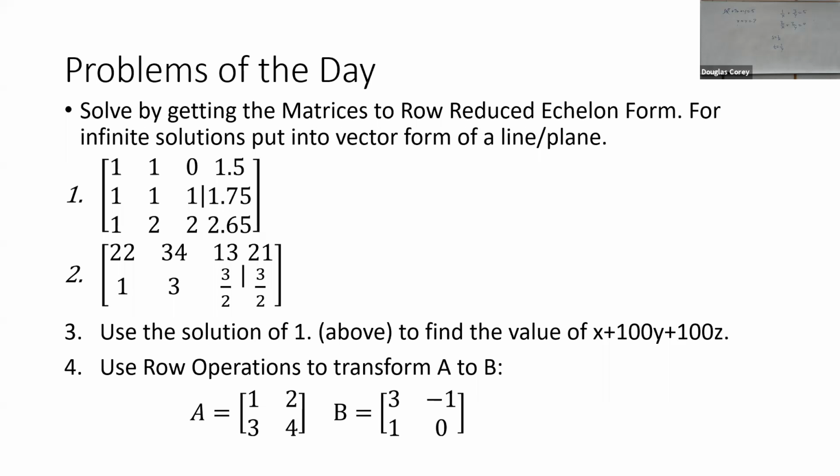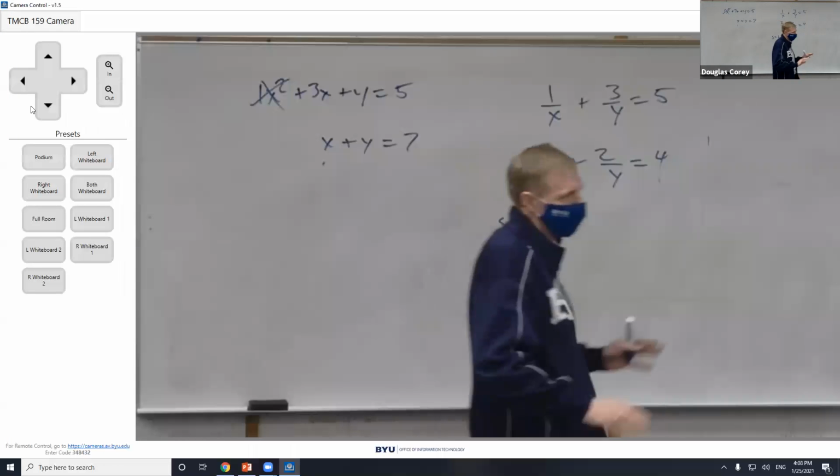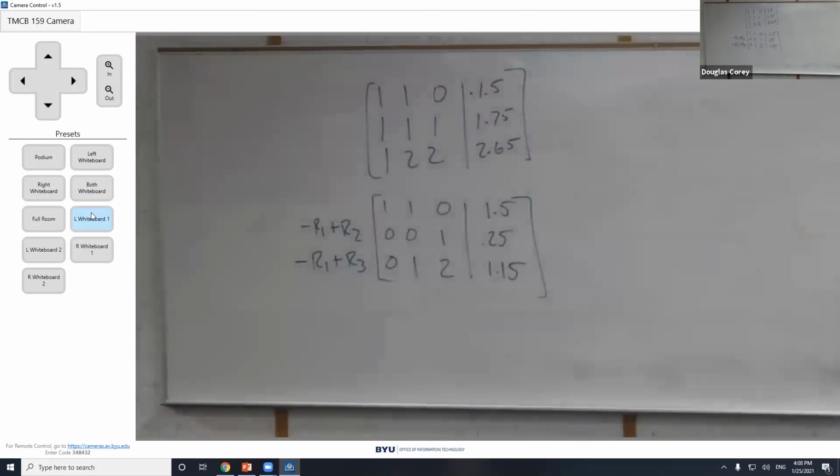There's a start on the board if you guys are stuck. There are multiple ways to go about doing this. You don't have to go in an exact order, but there is a nice method that tends to work every time. Sometimes it's not the fastest, but it does work every time.